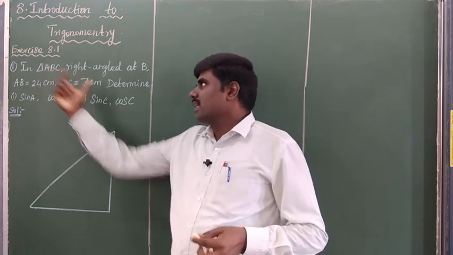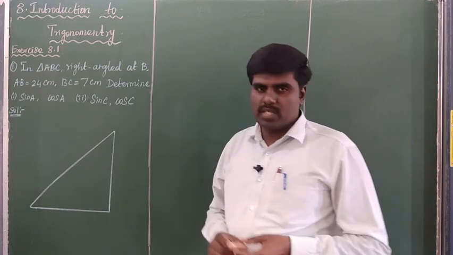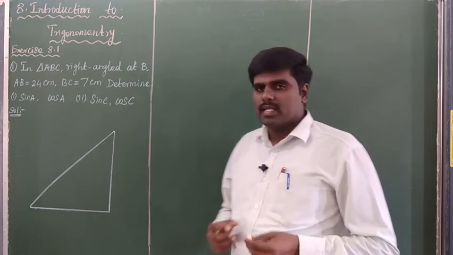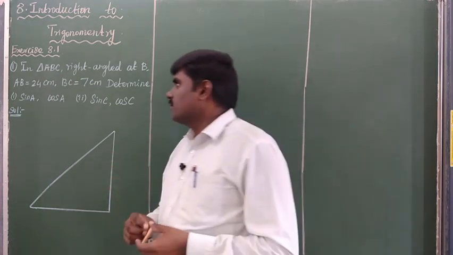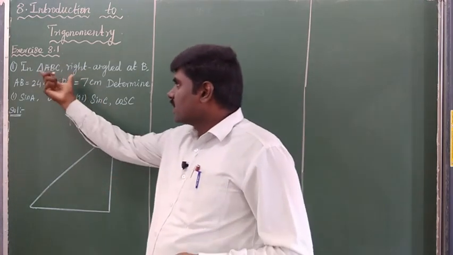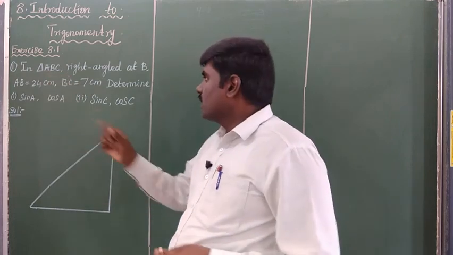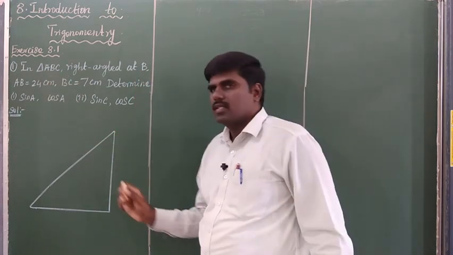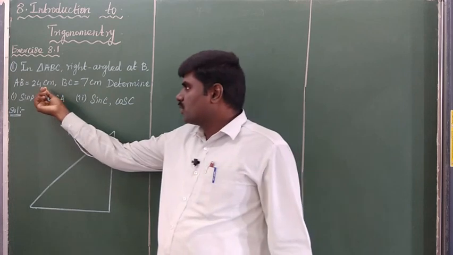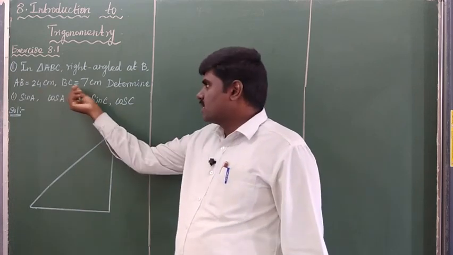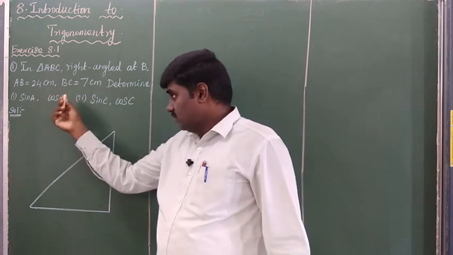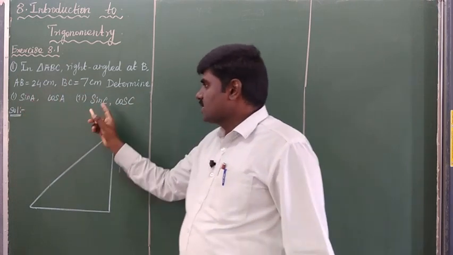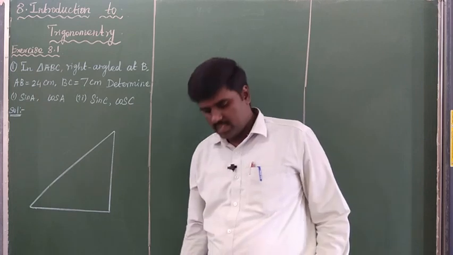The exercise is Exercise 8.1. We will discuss the example problems. Now the first sum: in a triangle ABC, right angled at B, AB is equal to 24 centimeters and BC is equal to 7 centimeters. Determine sin A and cos A first, and then sin C and cos C. Is that clear?